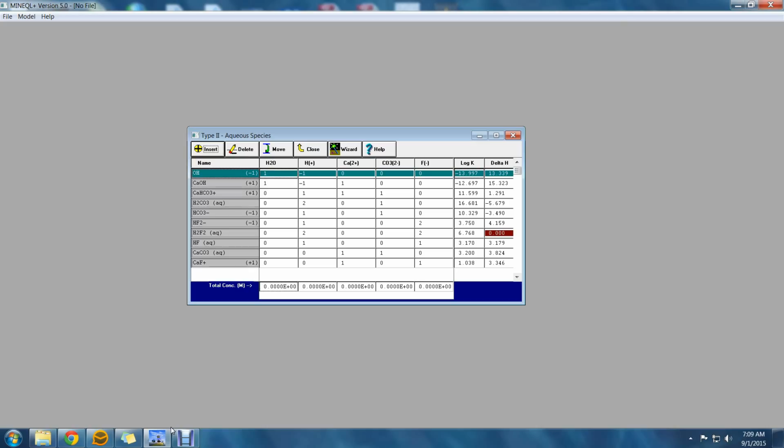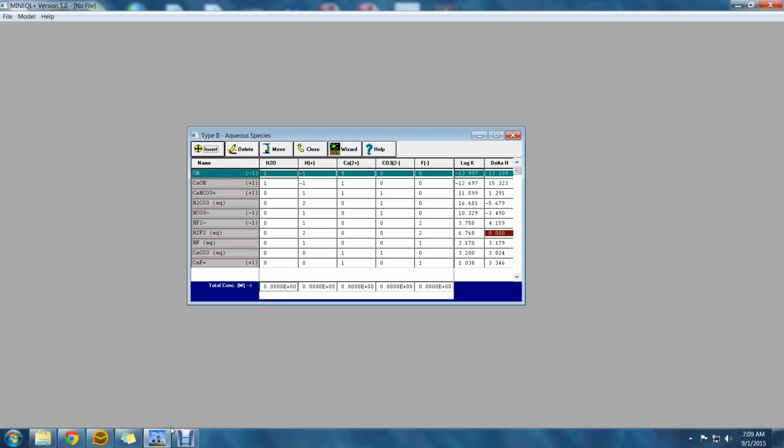MINEQL Plus tries to make the process of doing a chemical equilibrium calculation as transparent as possible. One of the ways that it does this is through the Tableau tool.